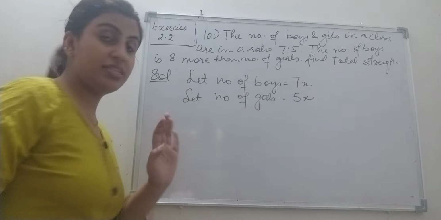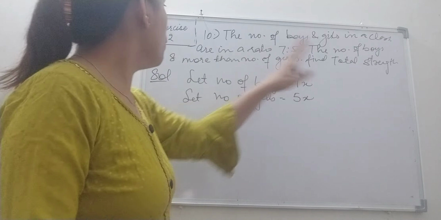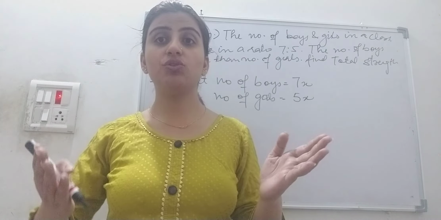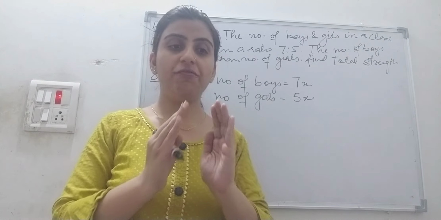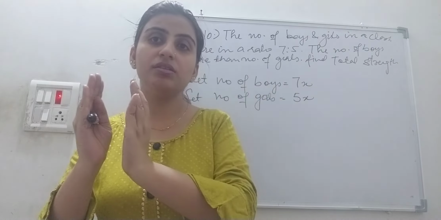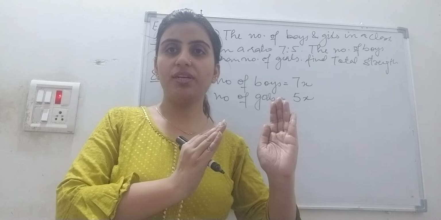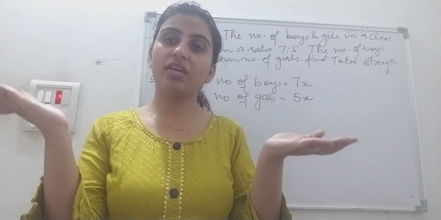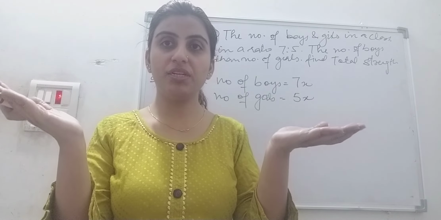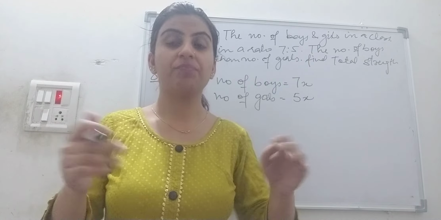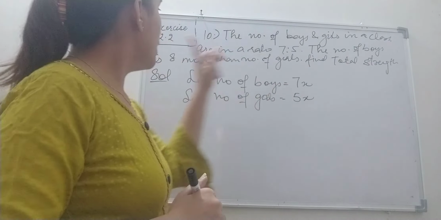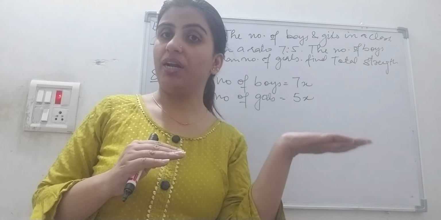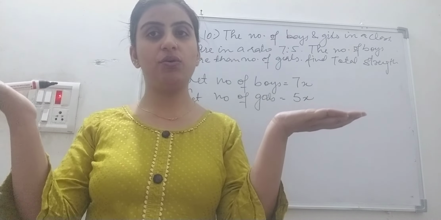Now let us understand the question. The number of boys is 8 more than number of girls. The boys are 8 more than the girls. If I increase the number of girls by 8, that will be equal to number of boys. That forms an equation. Equation means equal on both sides. If I increase the girls by 8, they will be equal to the boys.